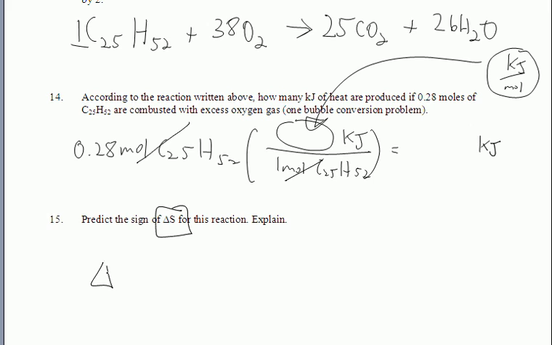For this reaction, delta S is going to be greater than 0. It gets messy. You go from 39 particles on the reactant side to 51 particles on the product side. So delta S is greater than 0, delta S is positive.